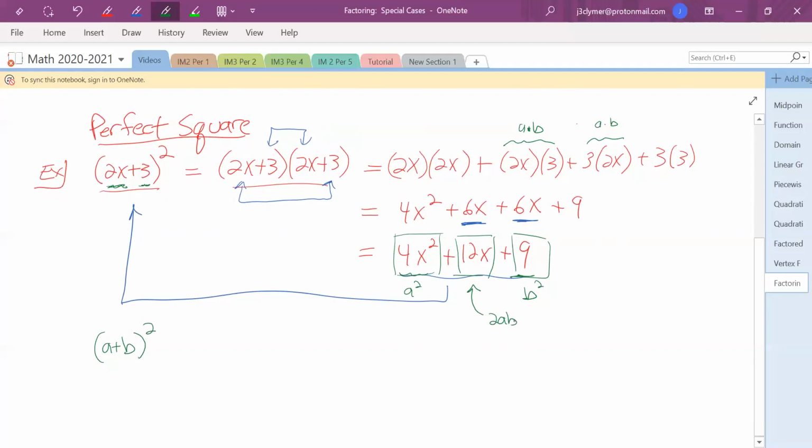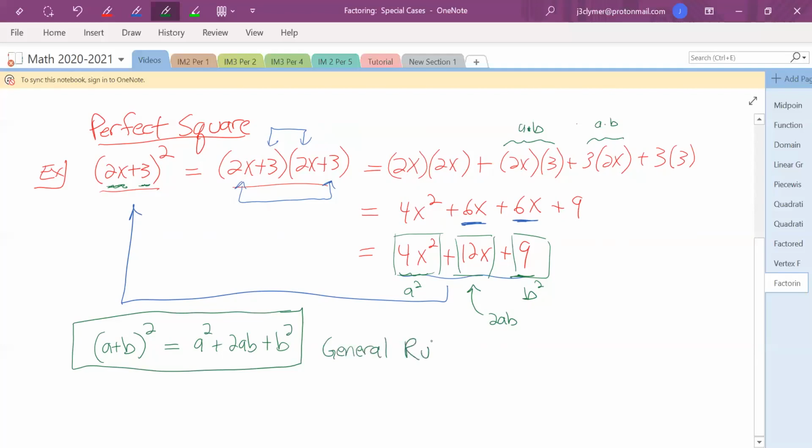So we actually have a pattern here whenever you have a perfect square. And the pattern is that it'll always take the form of a squared plus 2ab plus b squared. So if we recognize that we have that pattern, then we can take advantage of the shortcut. So that is the general rule, if you happen to recognize that pattern. But you do have to recognize that pattern in order to be able to do that. So let's take a look at whether you would recognize the pattern if you were given this problem.